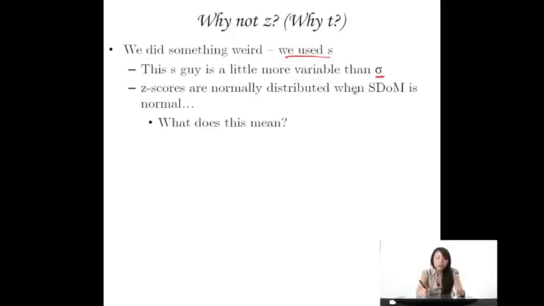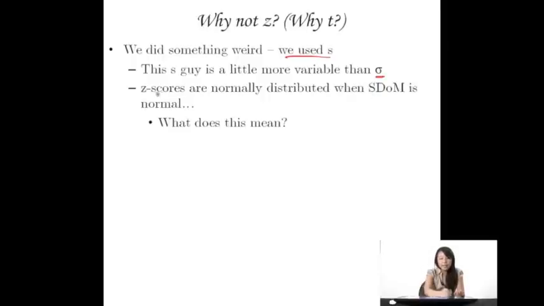Now, z-scores are normally distributed when the SDOM is normal. And here's sort of what this means. The way you could think about it is like this. When the SDOM is normal, and we pick a bunch of points out and find the standard error from those points and plot those, we will get another normal distribution. But that's not necessarily the case for S, okay?